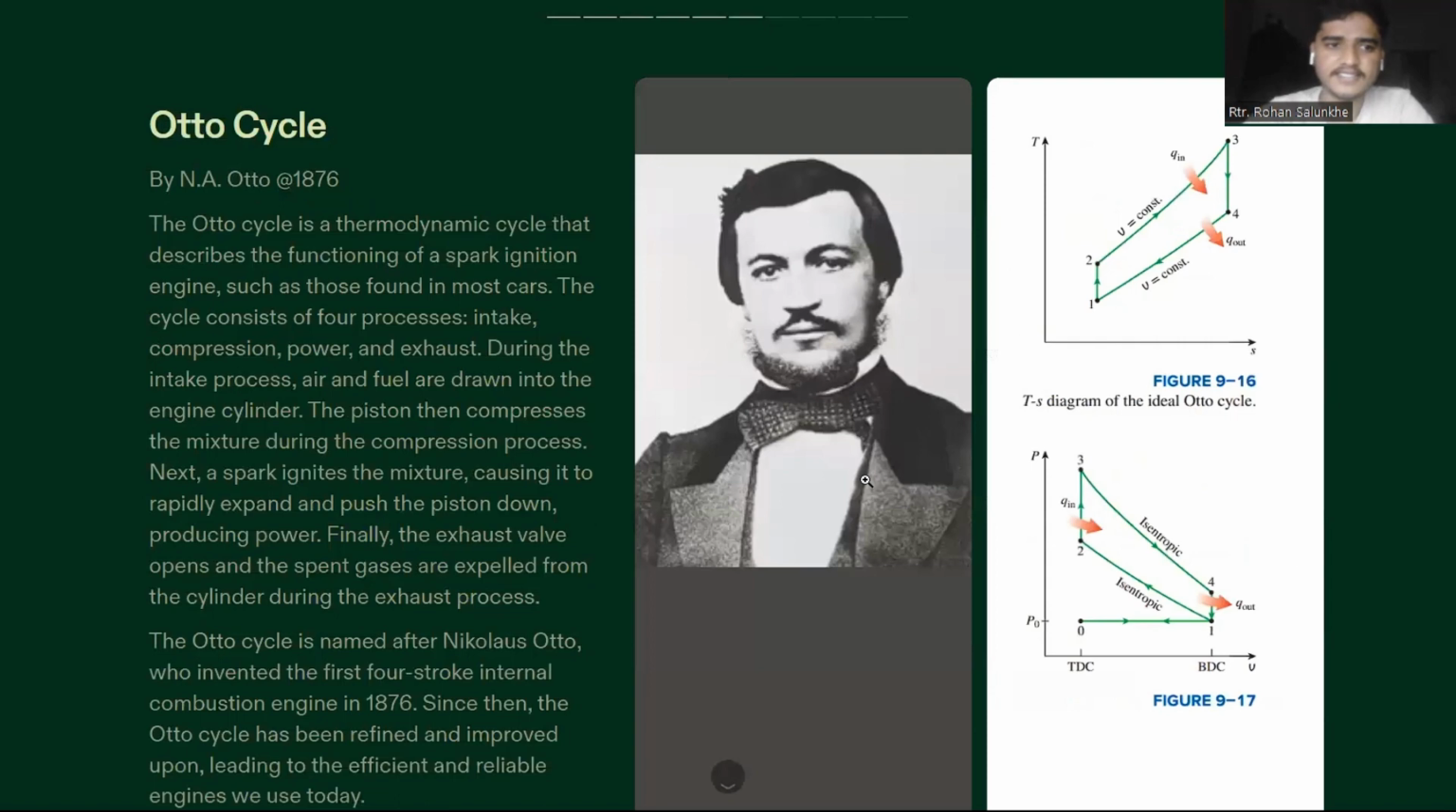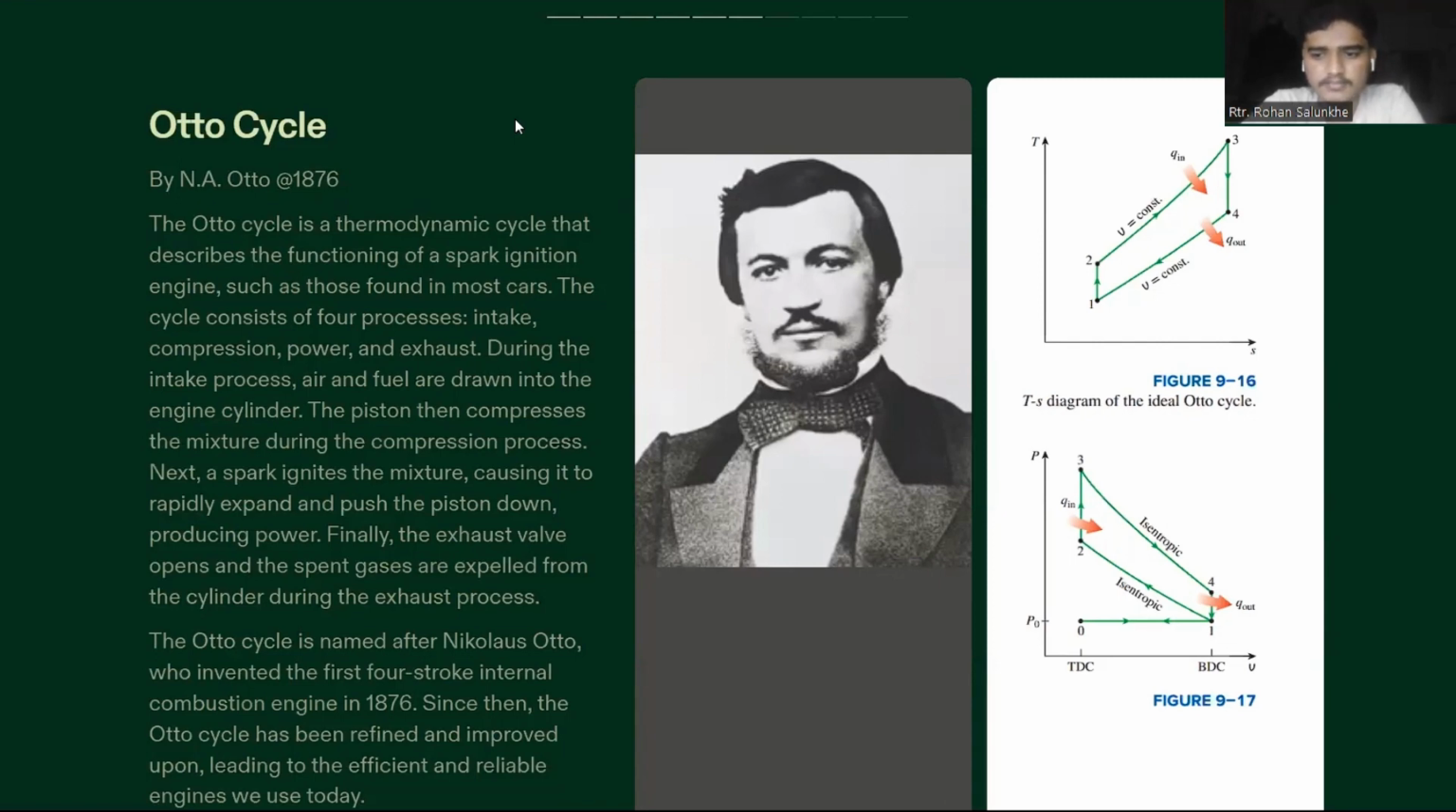The next cycle is Otto, which was proposed by N.A. Otto in 1876. So the Otto cycle is a thermodynamic cycle that describes the functioning of a spark ignition engine, such as those found in most cars. The cycle consists of four processes: intake, compression, power, and exhaust.